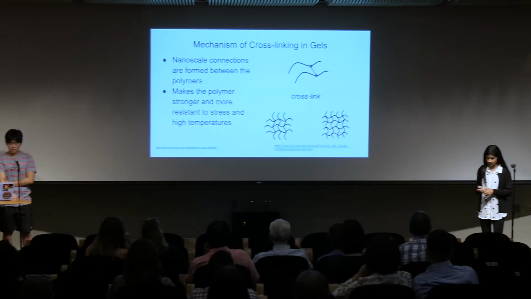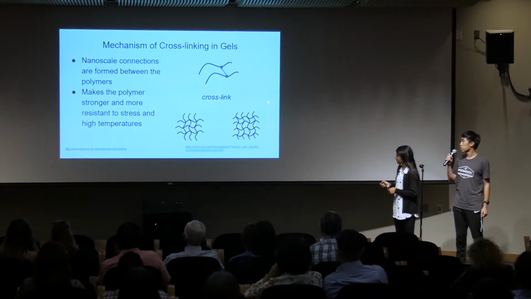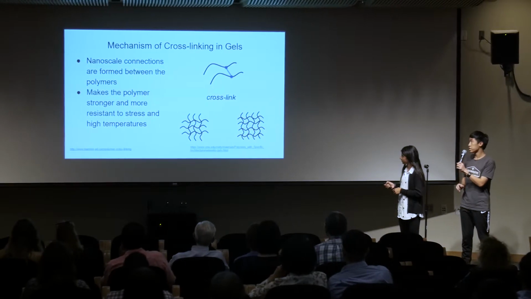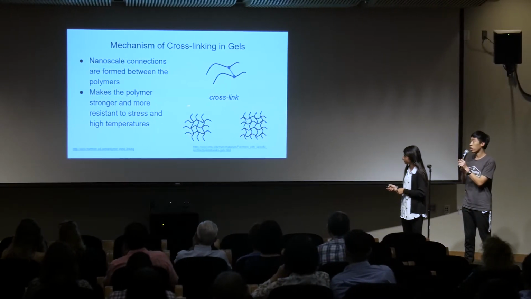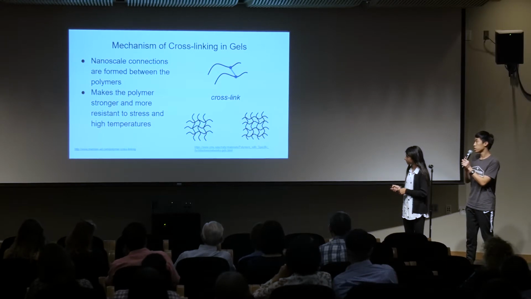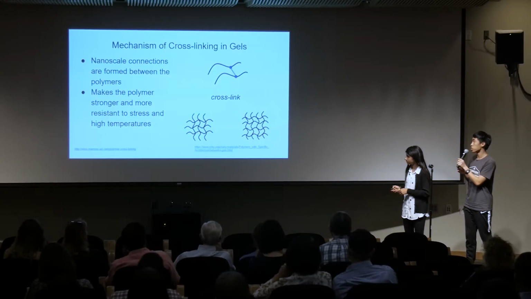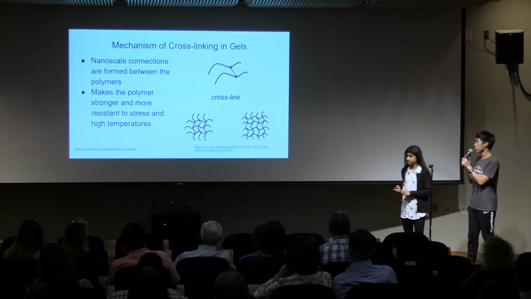One of the major mechanisms in this experiment is cross-linking. Cross-linking is when you form nanoscale connections between different polymers. For example, gelatin can cross-link itself. Gelatin can overlap itself, form a cross, and then form bonds. This makes the polymer stronger and more resistant to stress and high temperatures.